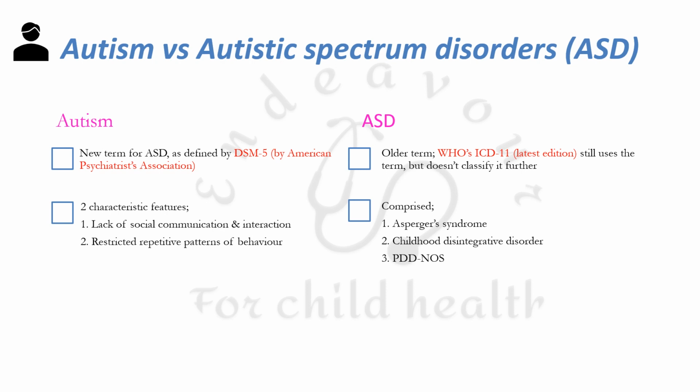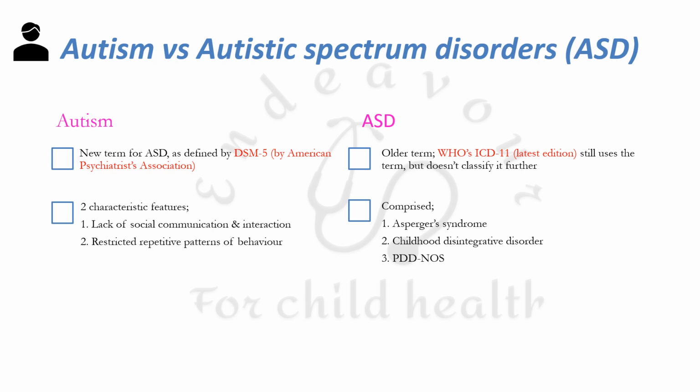Autism has two characteristic features basically. Lack of social communication and interaction is the first and important one, and the second is restrictive, repetitive patterns of behavior or stereotypies, as they are typically known. Autistic spectrum disorder, as it was earlier referred to, had comprised three disorders. Like when we were doing post-graduation, we studied these three: Asperger's syndrome, childhood disintegrative disorder, and pervasive developmental disorder not otherwise specified.